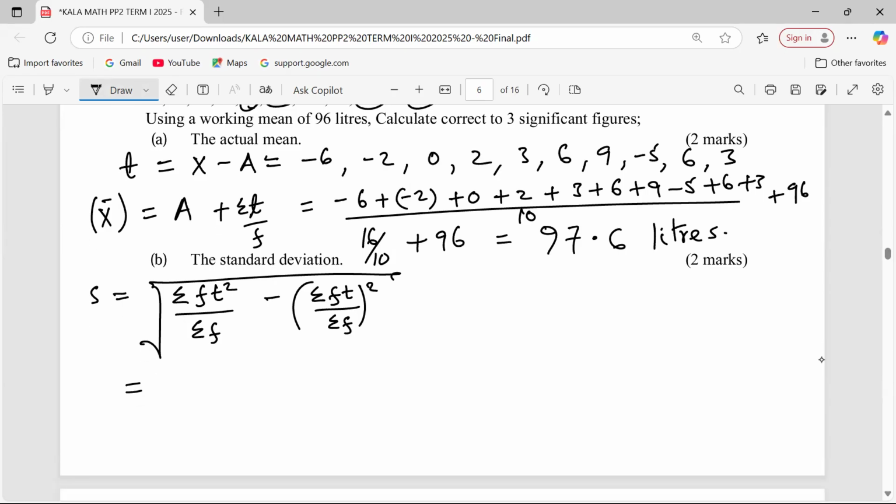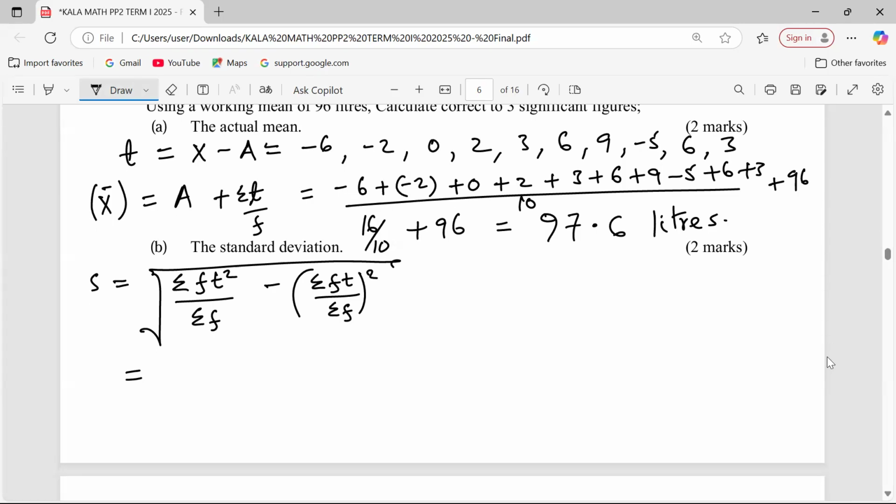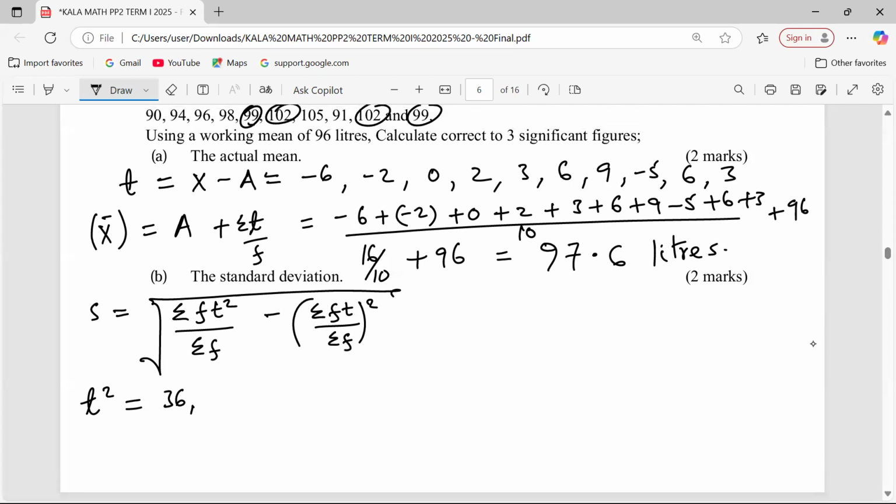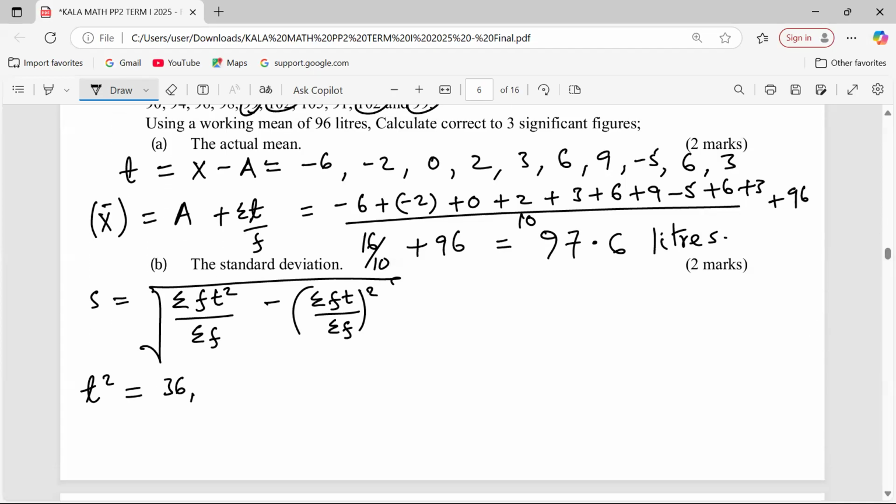So when we square all the t's, 36 squared becomes 36. So these are the t's squared now. Each times 1. Then we shall talk about -2 squared, which is 4. 0 squared, the other one becomes 4. 9, 36, 81, 25, 36 once again, and 9. So we can now add, because each is multiplied by 1, then we'll be talking about 240.